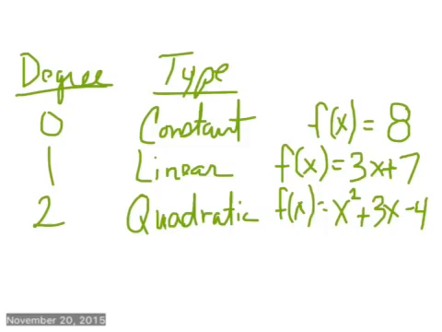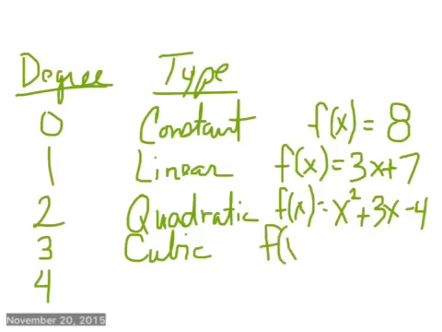Now where it becomes different is when we have a degree of 3 and a degree of 4. A degree of 3 is called a cubic. Okay? And all that means is the highest exponent is a 3. That's all it means. Okay? So when I have f of x and I have something like x to the third minus 7x plus 2, that's a cubic because the highest exponent is a 3.